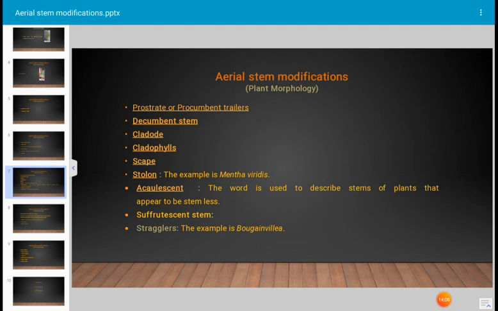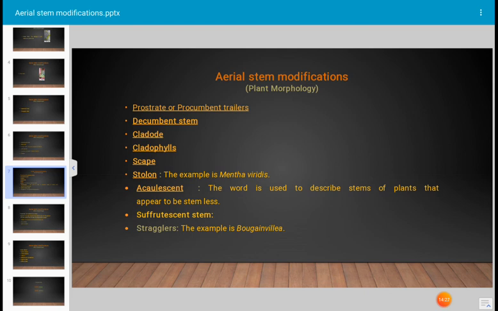The plants which take support of other plants only by sticking to other plants with the help of sharp pointed spines are described as scramblers, which are also described as ramblers.